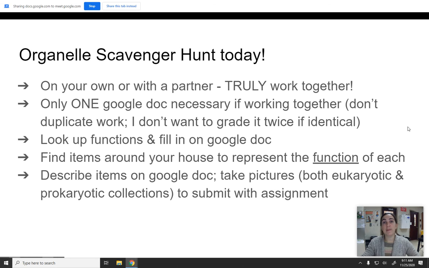You also need to submit 2 pictures. One of them is going to be a picture of all the items that you find that represent all of the organelles within a eukaryotic cell. And then the last step that you'll see on the Google Doc asks you to go through out of all your items and select which ones would also be found in a prokaryotic cell and take a picture just of those organelles. That'll be a smaller group. So you'll be submitting 2 pictures, one of eukaryotic parts and one of prokaryotic parts.